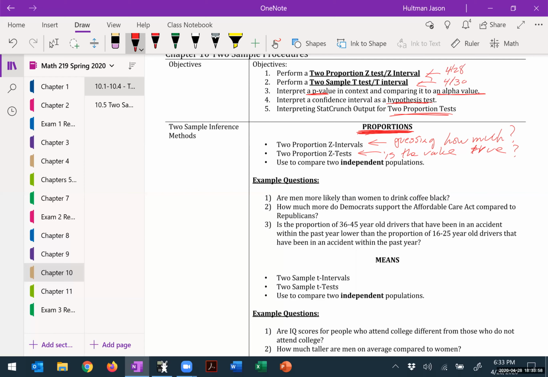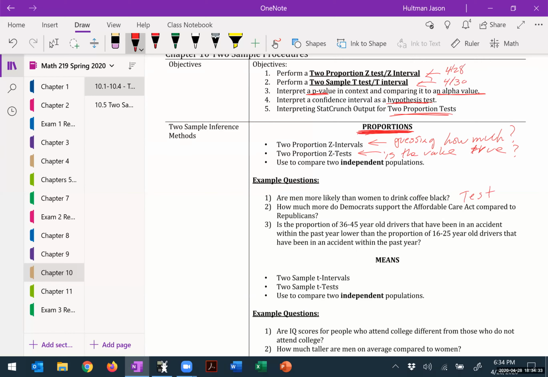So some example questions that we're going to be going over. Are men more likely than women to drink black coffee? Is that a guess of how much or how much more men drink black coffee? No, it's not how much more. So is it an interval or is it a test? It's a test.